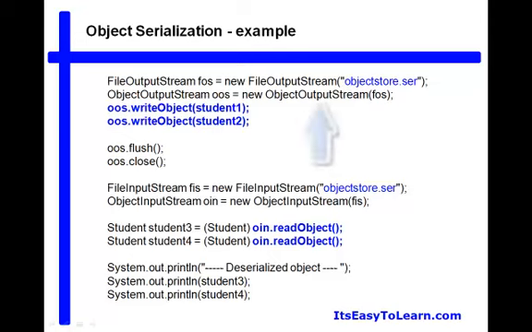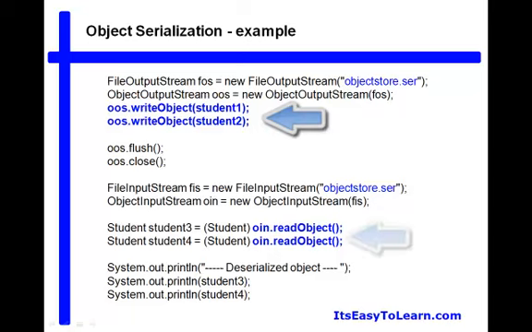We use object streams for this. We have the object input stream and the object output stream. Again, we have the decorator pattern in action here. We create a file output stream and then we decorate it with the object output stream. The object output stream has a method called writeObject, and we write the state of the objects student1 and student2 into the underlying file system.